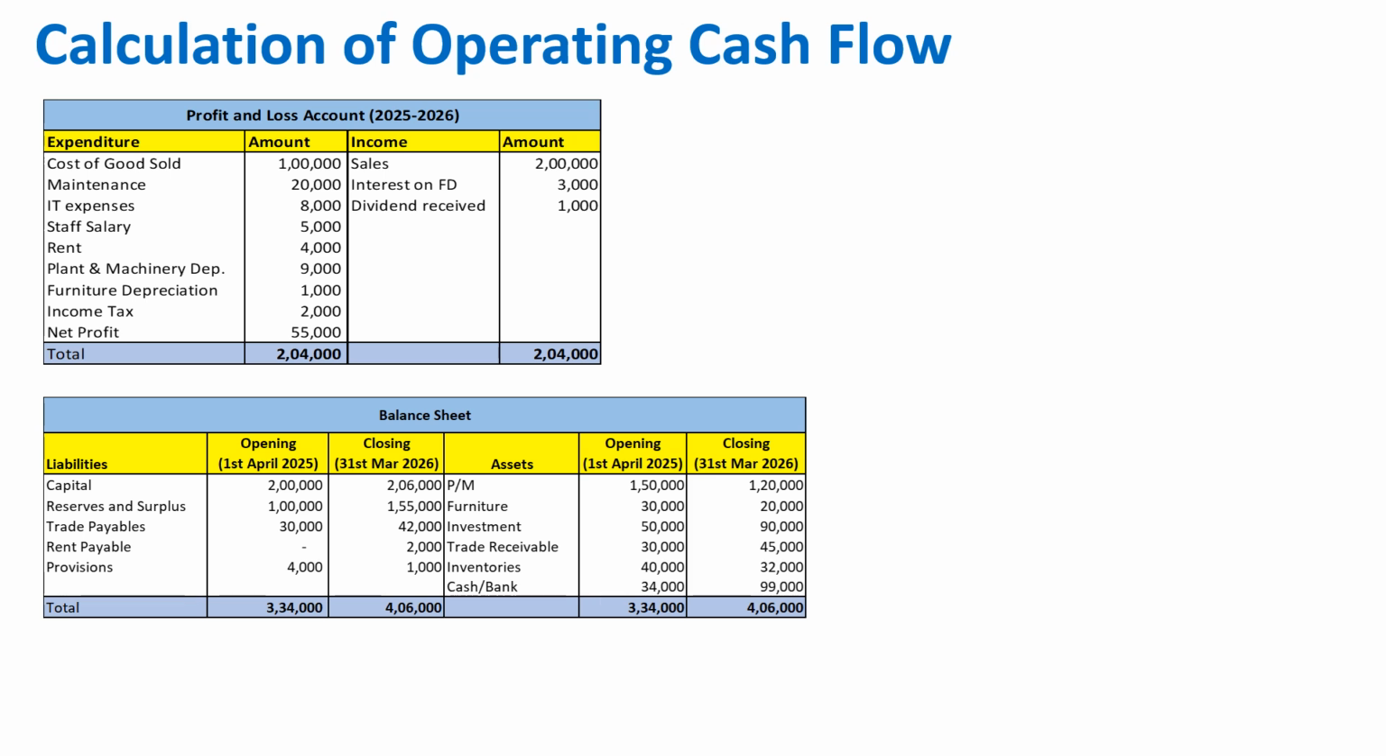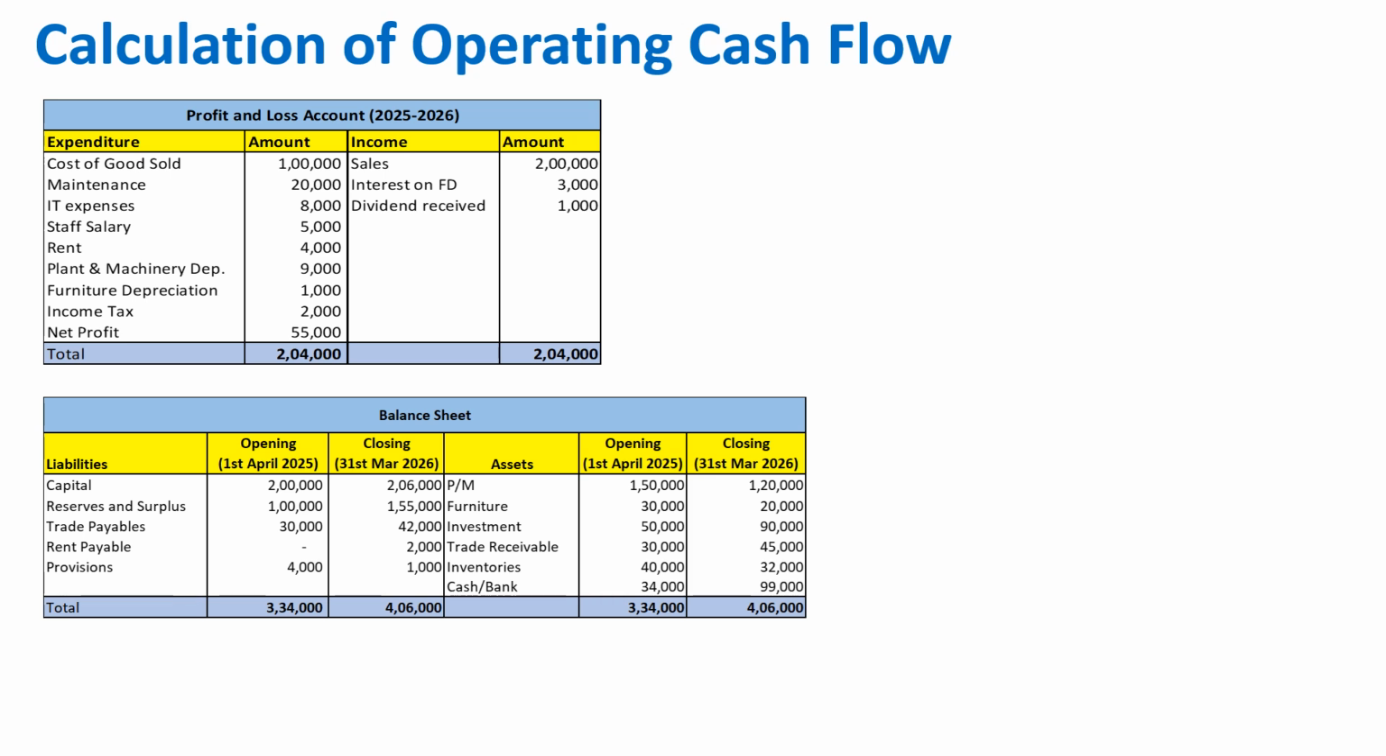So liabilities: you have capital, opening 2 lakhs, closing 2 lakh 6,000. Reserve and surplus, opening 1 lakh, current year 1 lakh 55,000. The 55,000 is coming from the current year P&L account. Trade payables, opening 30,000, closing 42,000. Rent payable, opening 0, current year end 2,000. Provision, opening 4,000, closing 1,000.